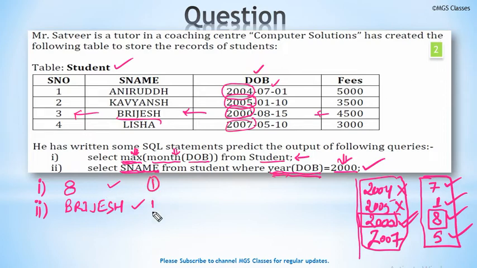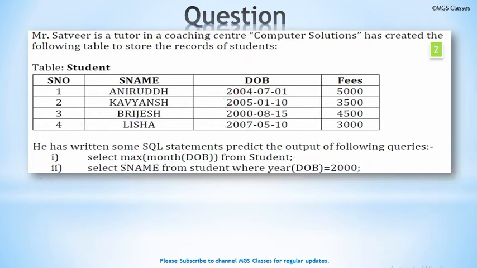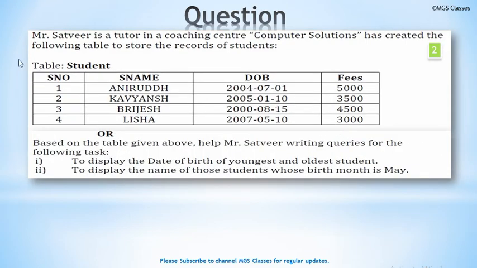1 mark for this and 1 mark for this. If you write these answers correctly, you will get the 2 marks. So that is this question. Now we will go and see the internal choice. Internal choice is given, the same table we need to consider, and based on the table given above, this table we need to consider Mr.